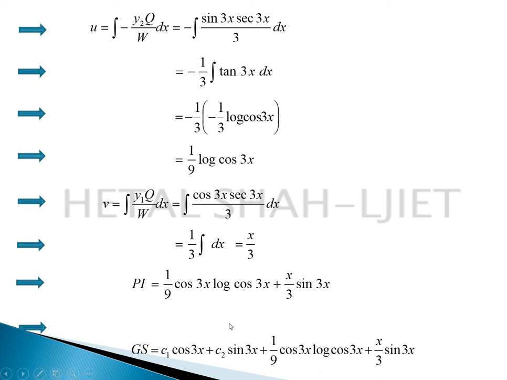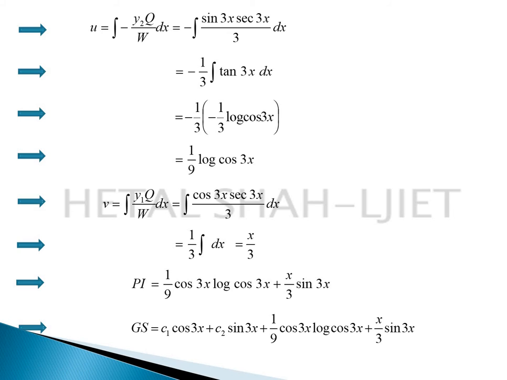So the general solution is the complementary function plus the particular integral. This is our complementary function, c1 cos 3x plus c2 sin 3x, and the last two terms are the particular integral. So this is our final answer of the given problem. Now let's check one more example.